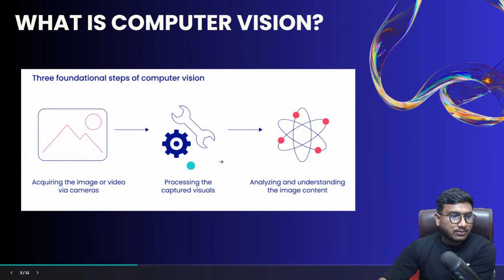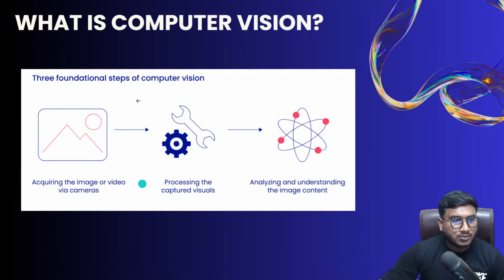Then I'll process the captured visuals. That means somehow you have to process them, and for processing we have to use some technology. That I'm going to teach you through the entire course. Then analyzing and understanding the image and its content. So these three steps we usually follow in the field of computer vision. I'm going to break down all three steps and show you each and everything so that your understanding will be clearer.